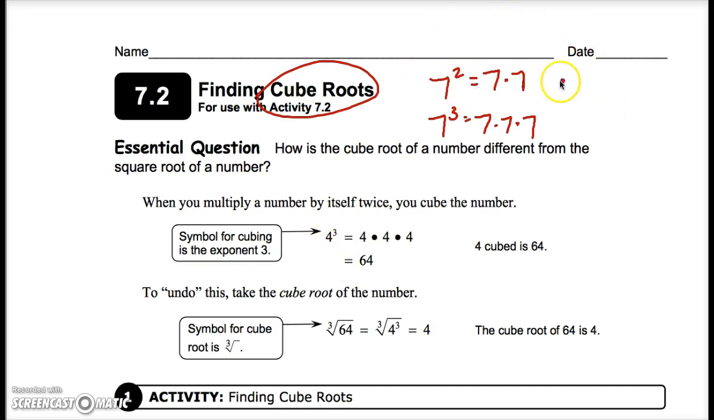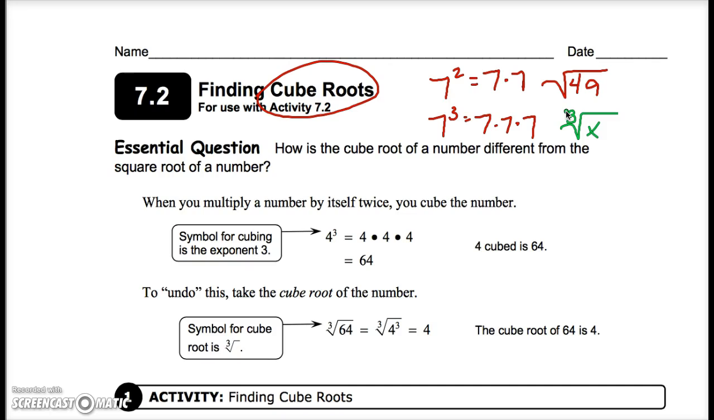So the symbol for a square root is this symbol right here. So we would say like the square root of 49 would give me 7. The symbol for a cube root is very similar to a square root, except you have a tiny little 3 right there. And then you have whatever number inside there. Okay, so anytime you see that, that means the cube root of whatever that number is. What number times itself again would give you the number inside.